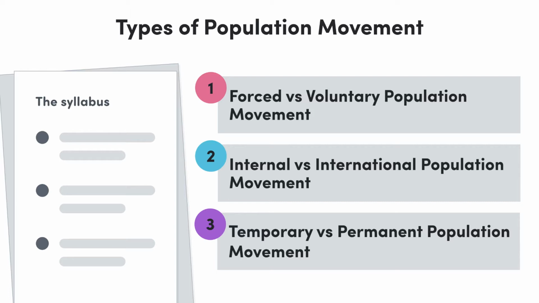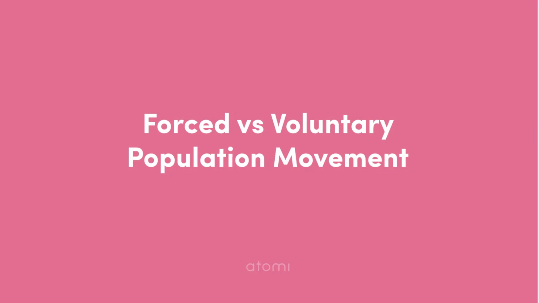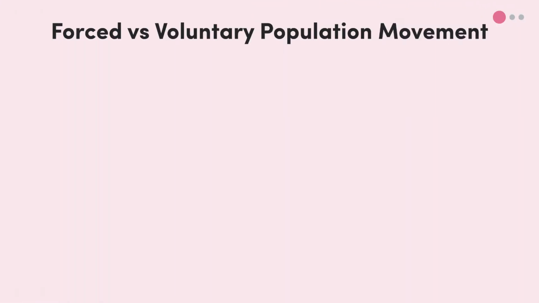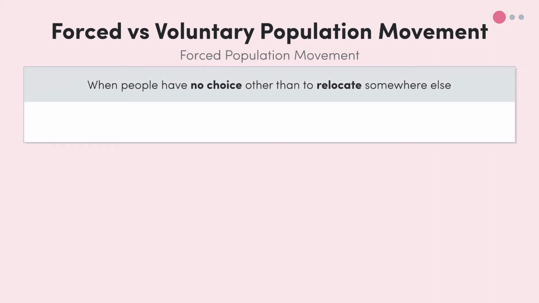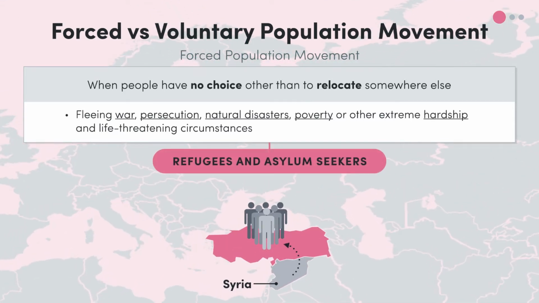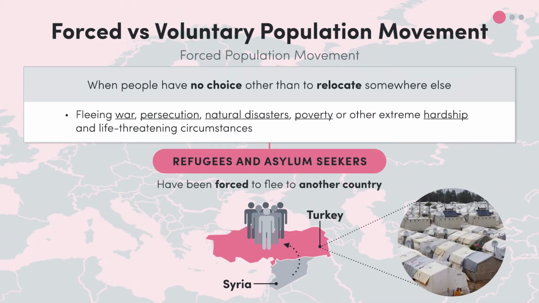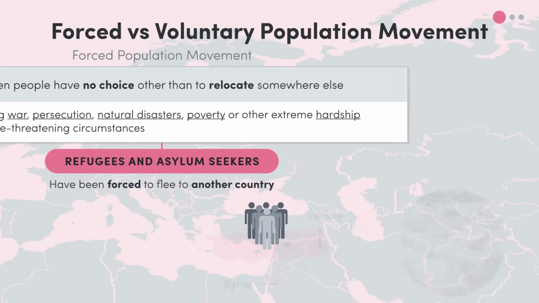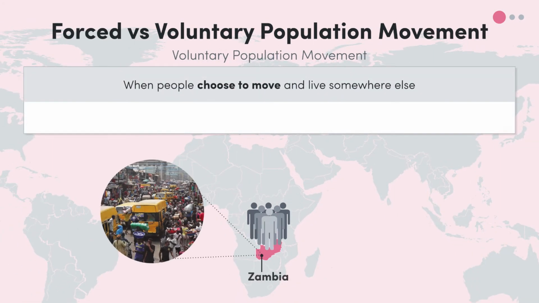To start off, we can distinguish between population movements based on why people move. This gives us both forced and voluntary population movements. A forced population movement is when people have no choice other than to relocate somewhere else. This might be because they are fleeing war, persecution, natural disasters, poverty, or other extreme hardship and life-threatening circumstances. Refugees and asylum seekers are people who have been forced to flee to another country and are part of a forced population movement.